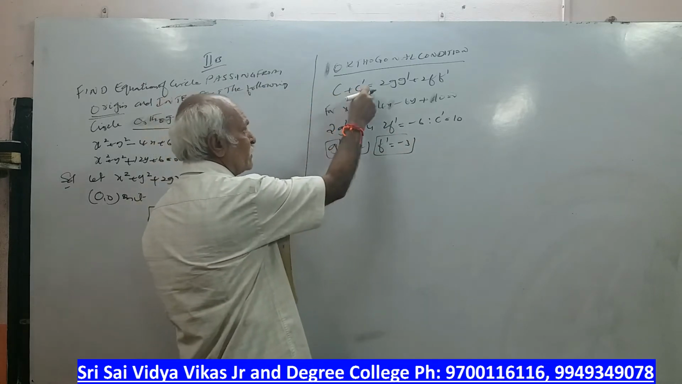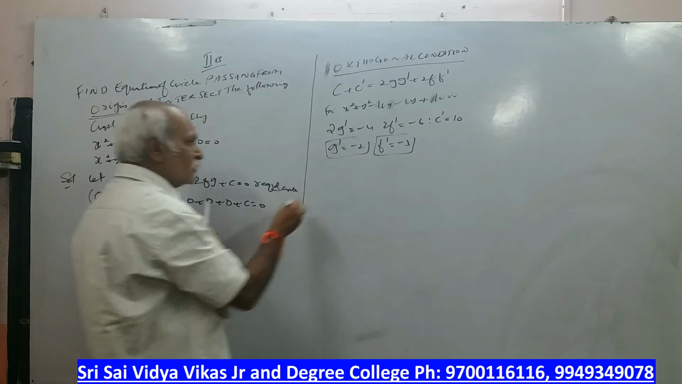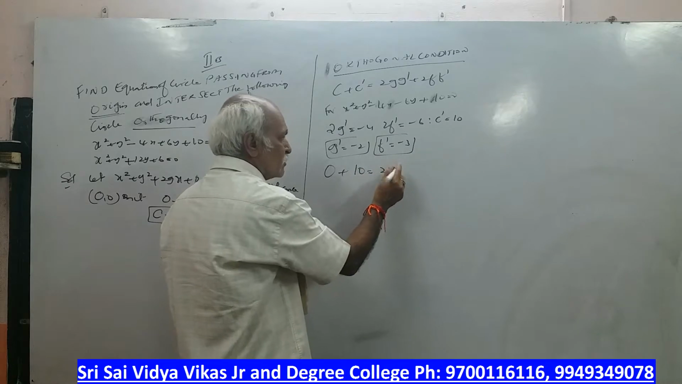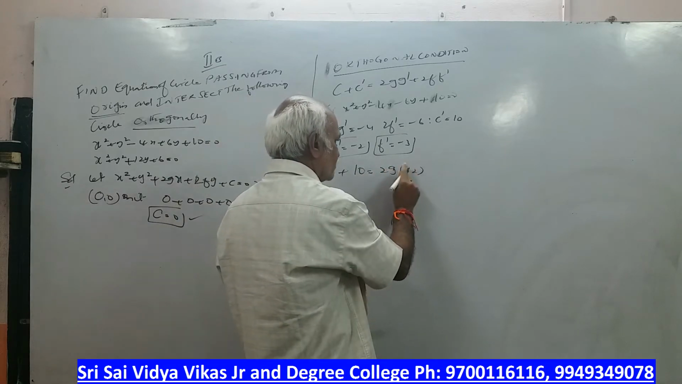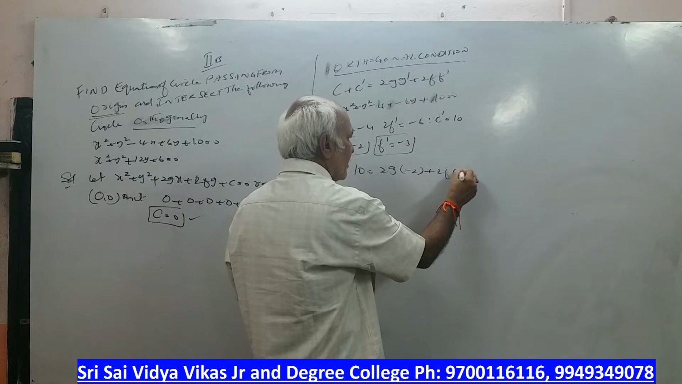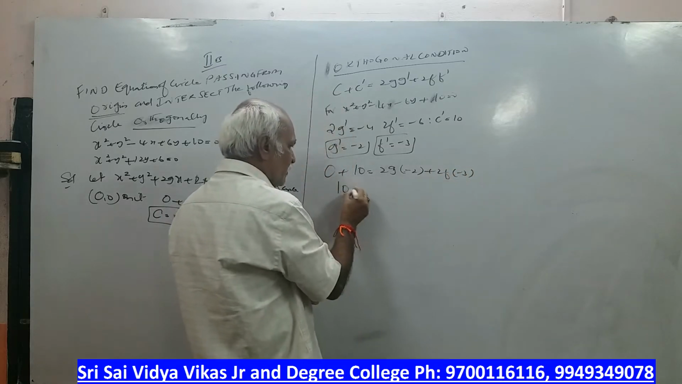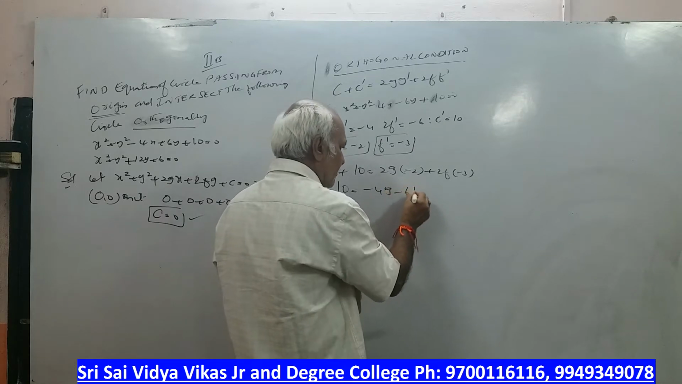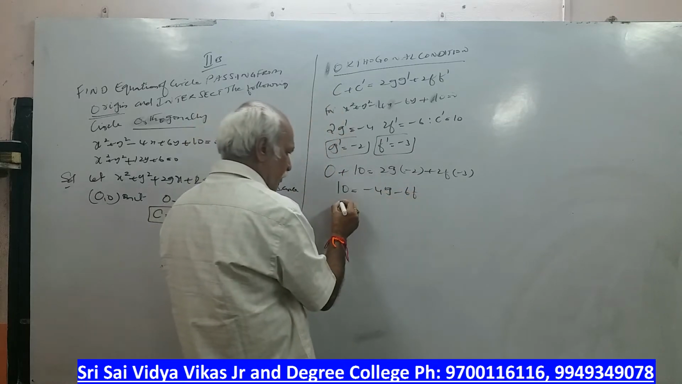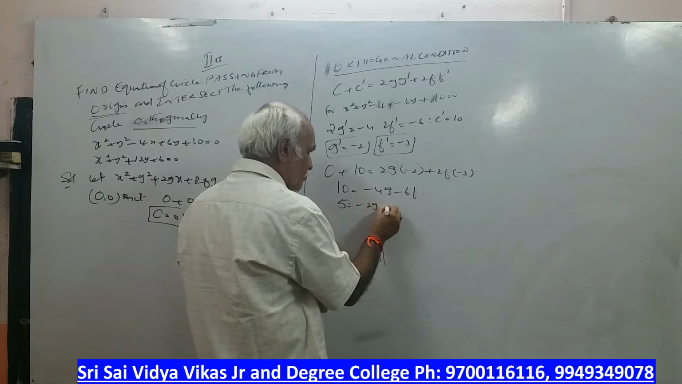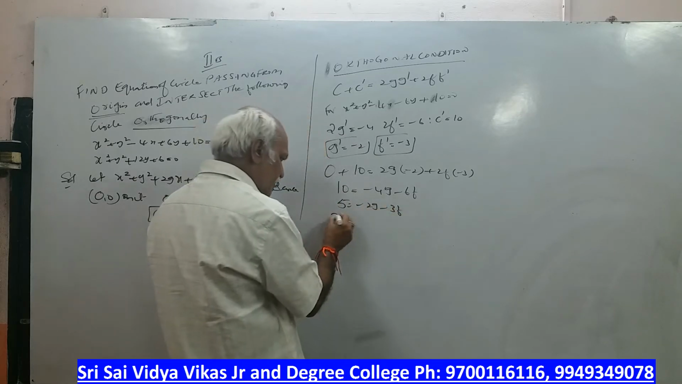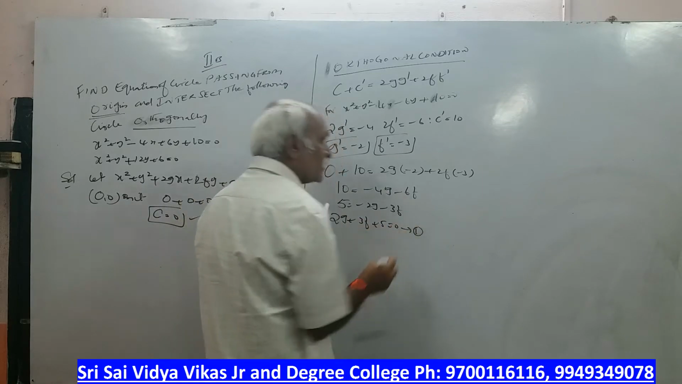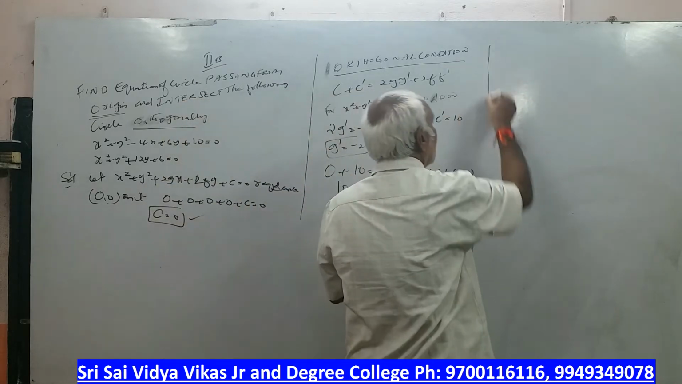So c plus c dash. Already what is the c value we got? 0. 0 plus c dash, 10, is equal to 2 into g dash, minus 2, plus 2f into f dash, minus 3. So 10 is equal to minus 4g minus 6f. Cancel with the 2 table. 5 is equal to minus 2g minus 3f. Bring the terms this side. 2g plus 3f plus 5 is equal to 0. First equation.